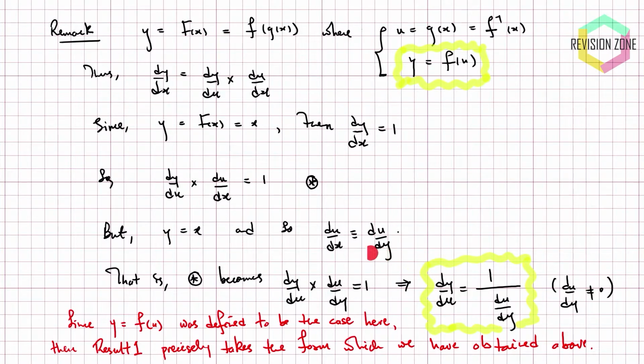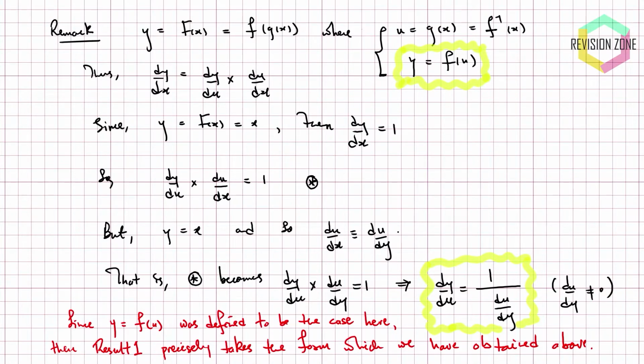So since I have this identity, because y and x are identical, I can come back to my statement here and use this identity to replace du by dx by du by dy. And here you go, we're basically done. At that stage, we just rearrange to say that dy by du has to be 1 over du by dy, okay? And of course, du by dy can't be 0.